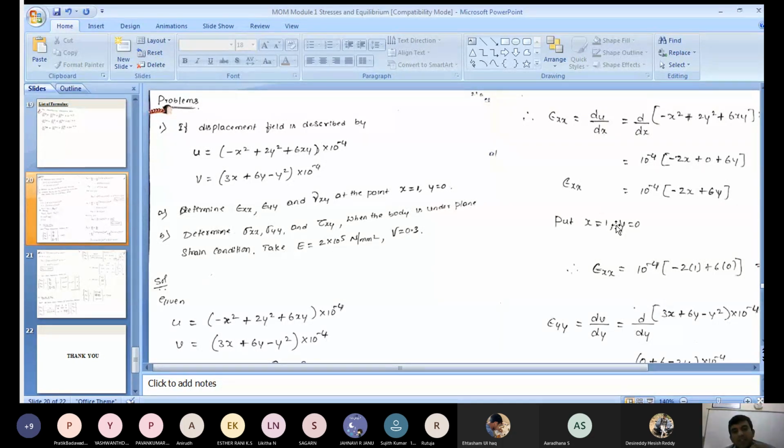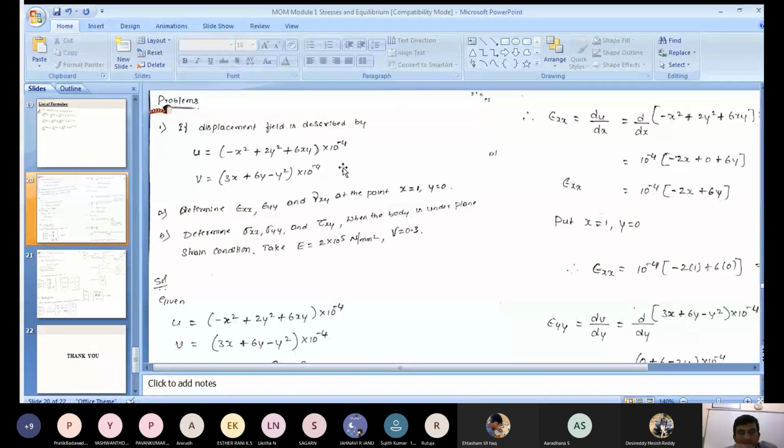The displacement in the field is described here, u value is given, the unit is not given. The unit of the displacement, in general you take as units. It may be millimeter, it may be centimeter, it may be meter. But don't write millimeter, centimeter or meter, better just write units. Next, v value is also given, 3x plus 6y minus y square into 10 raised to the power of minus 4.